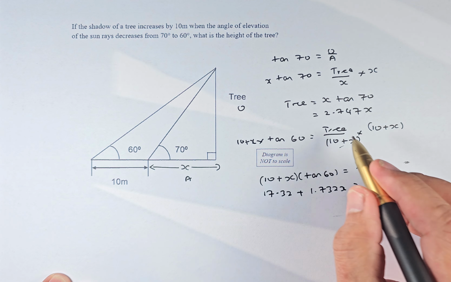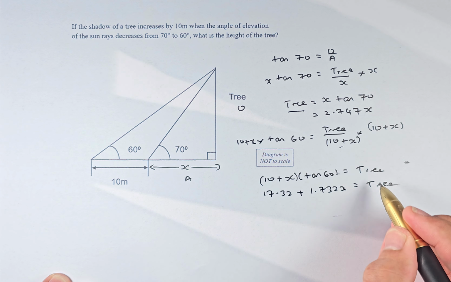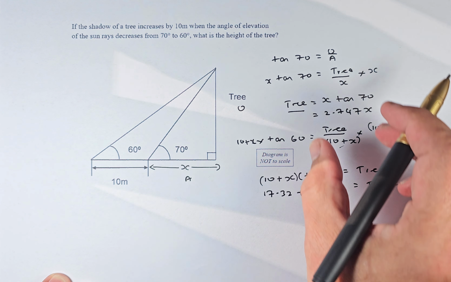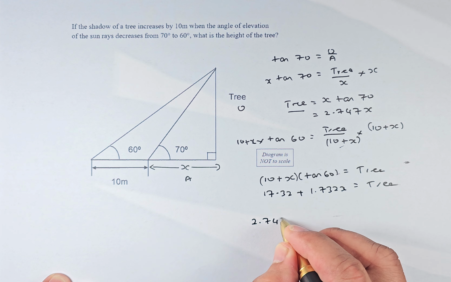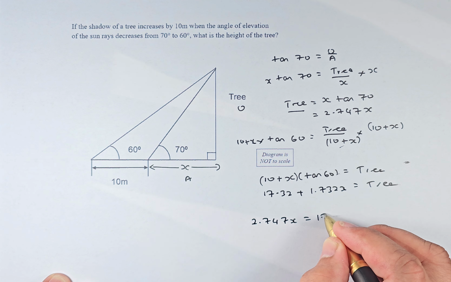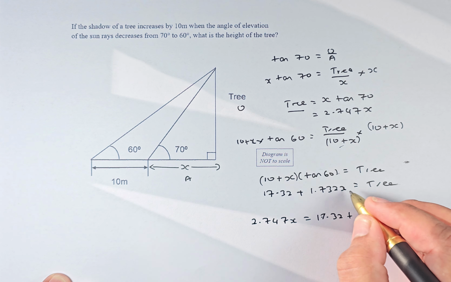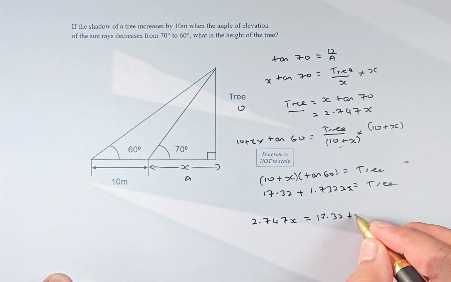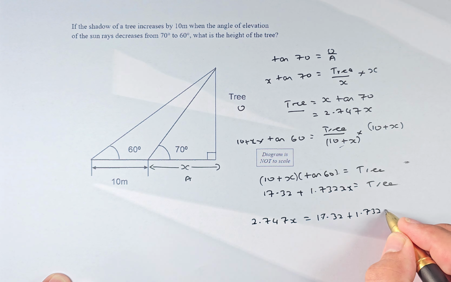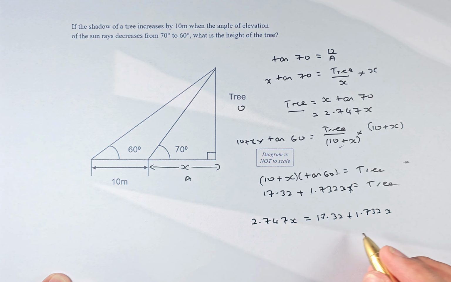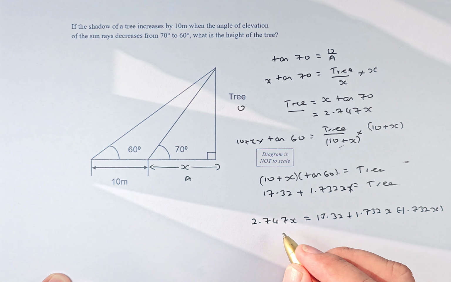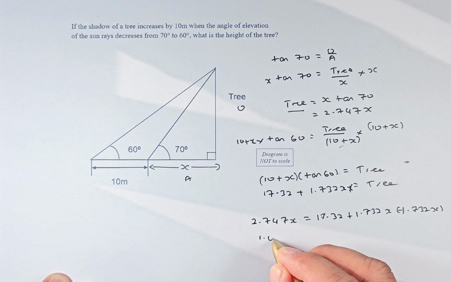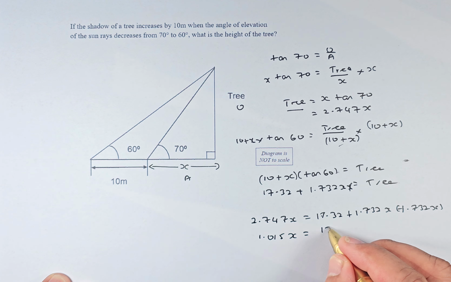The first equation was 3 equal to that, and now 3 equal to this, so we can combine them: this is equal to this. So the equation is 2.747x is equal to 17.32 plus 1.732x. Now to get rid of the x on the right, we minus 1.732x on both sides. So 2.747 minus 1.732 is 1.015x, equal to 17.32.